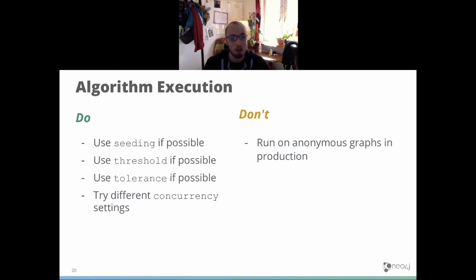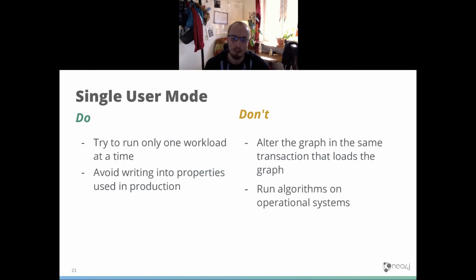For algorithm execution, use seeding if you can. Seeding allows you to pick up from a previous algorithmic run to move on to the next one. Threshold is good to use to reduce the size of your problem. Use tolerance and try out different concurrency settings to find out what works best in your deployment. And try to stay out of anonymous graphs for reasons of error tracing, like I highlighted previously.